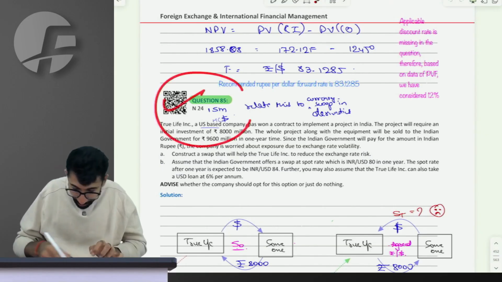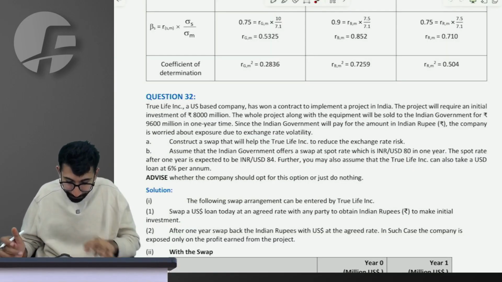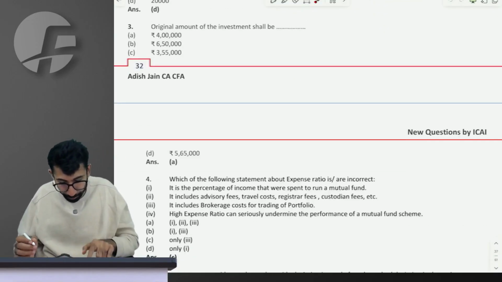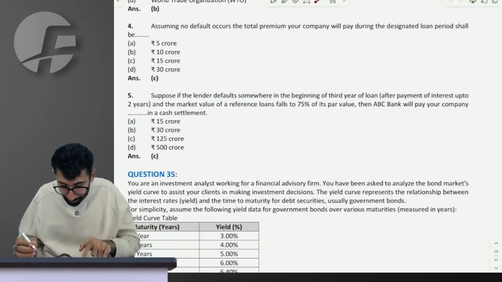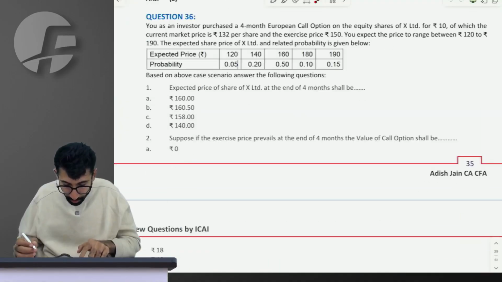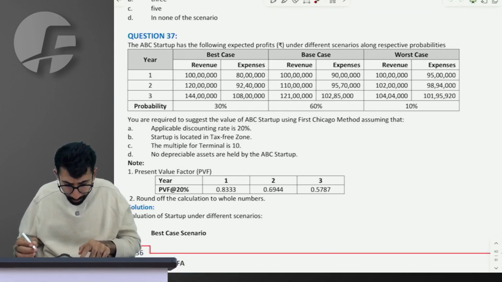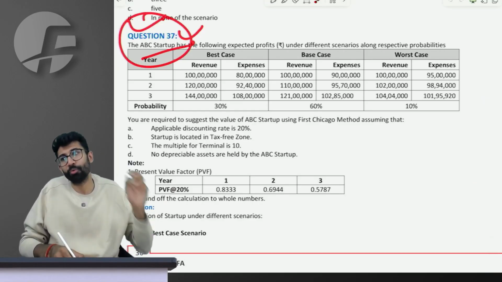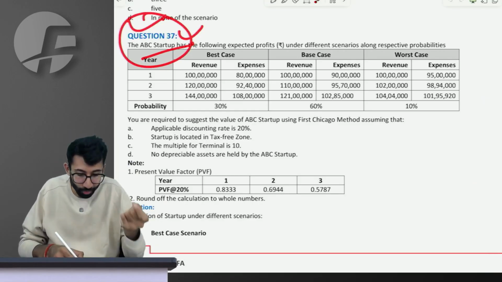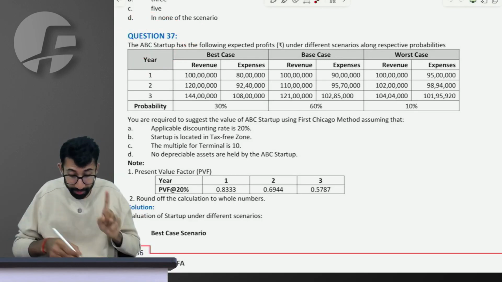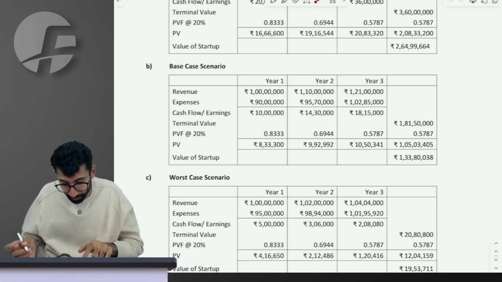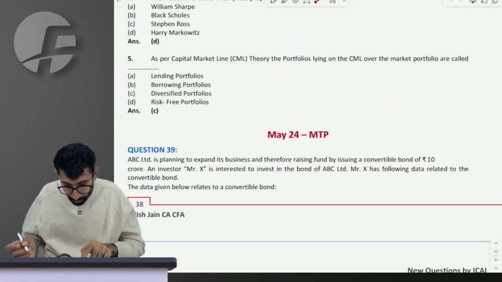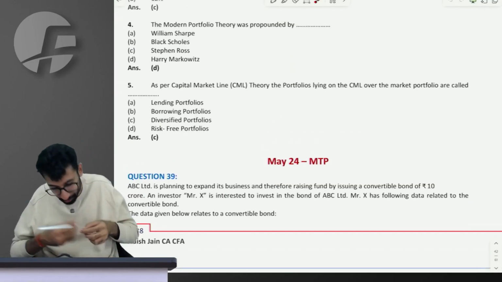Bringing you back to the question, sorry, which one? 32nd gets done. 33rd is the November 24 MTP, which has no new practical question. 37th is a practical question, extremely easy. You can do it on your own. So easy that I don't even have to teach you. 37, but you must do. Right? November 24 RTP has no new practical question.